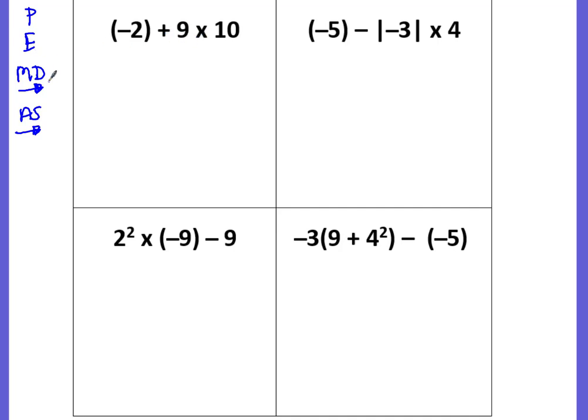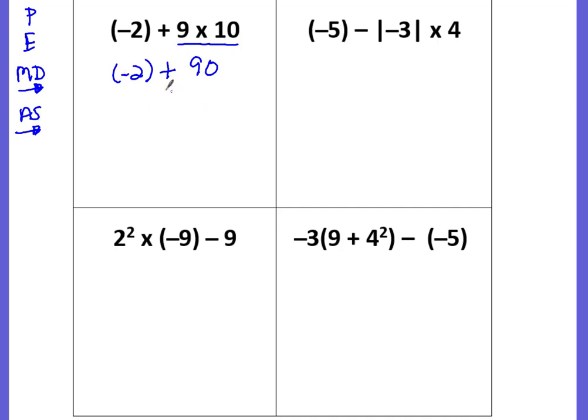So we go straight to the multiplication and division. And there's just one multiplication, 9 times 10. So I'm going to underline it, or you could highlight it if you want, and solve it. 9 times 10 is 90. Whatever's not underlined or not highlighted, you bring down, plus and the -2. Because it is negative, I do like to keep it in the parentheses because I like for it to really pop out that it's negative when it's like that.